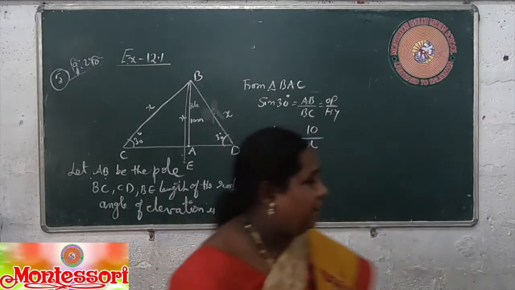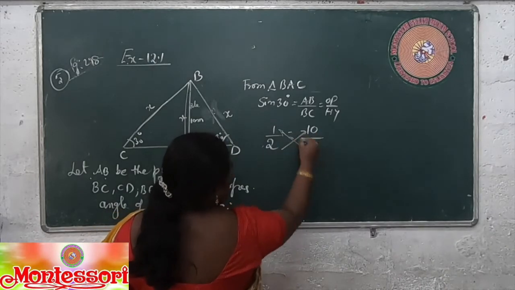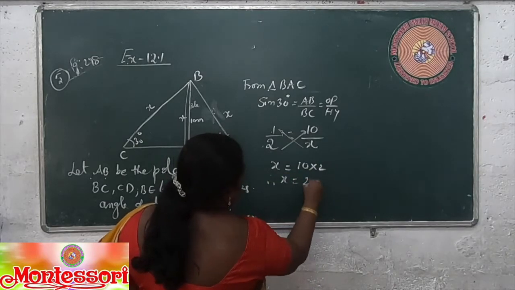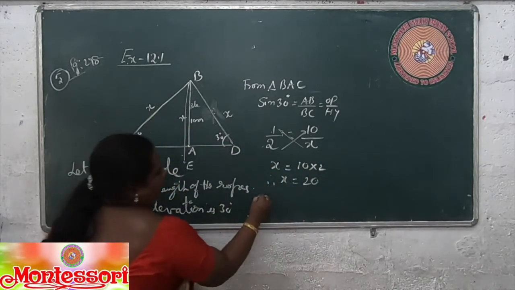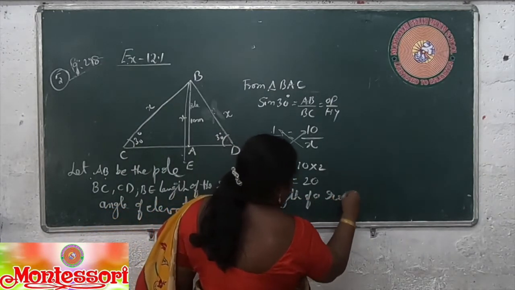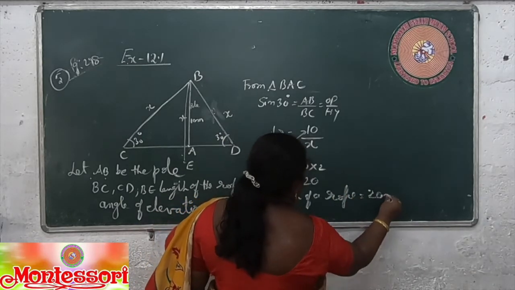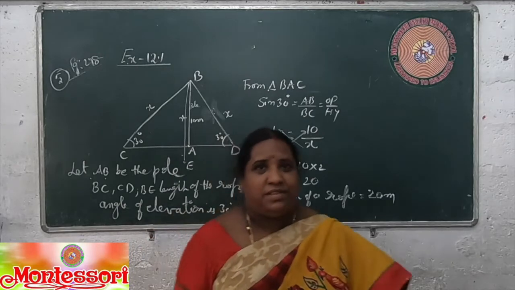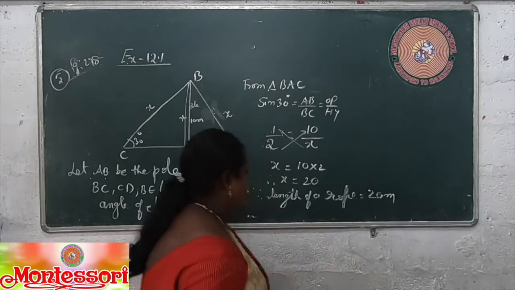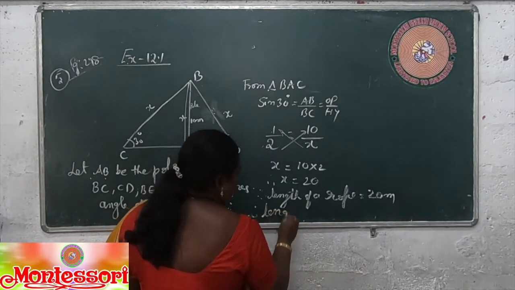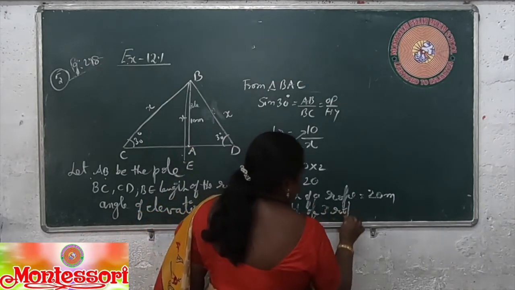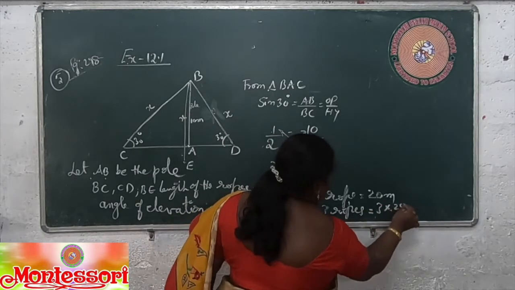So if you do like this, next you go for cross multiplication. x into 1, 10 into 2. Therefore, x is equal to 20. What is x? Therefore, length of a rope is equal to 20 meters. But I want 3 ropes. That's why 3 into 20. Total length of the ropes is equal to 3 into 20, which is 60 meters.